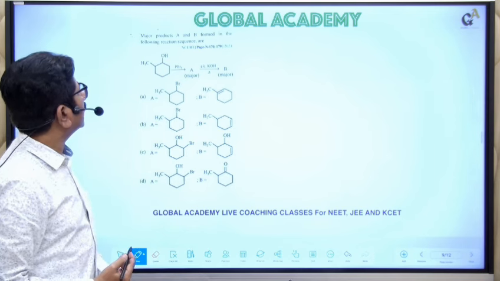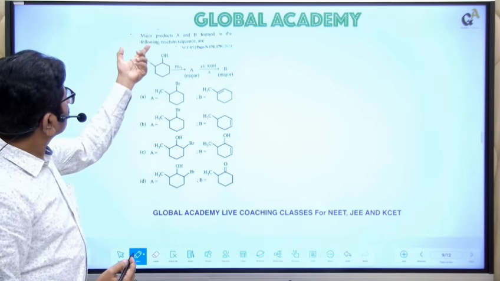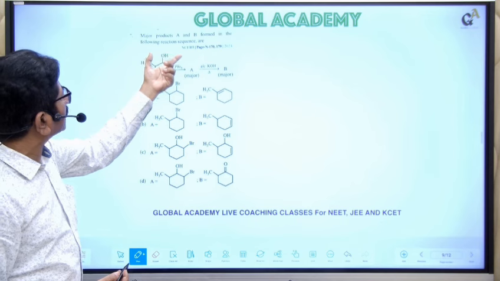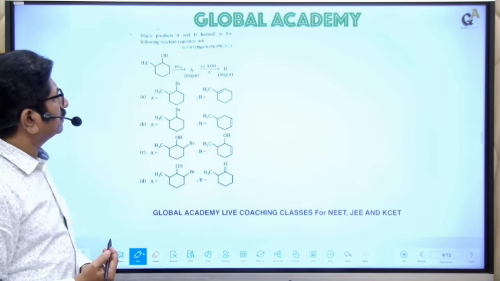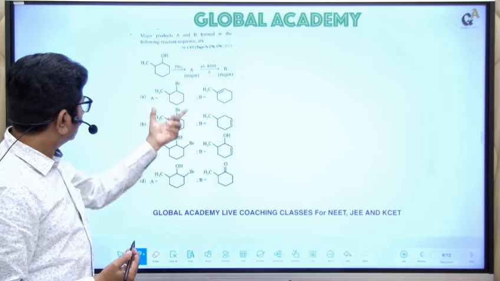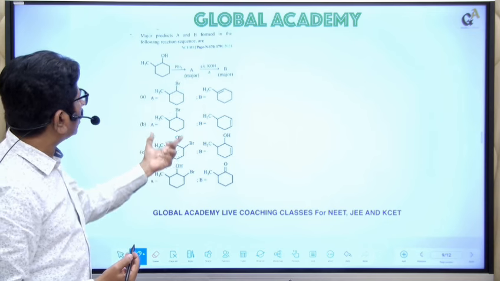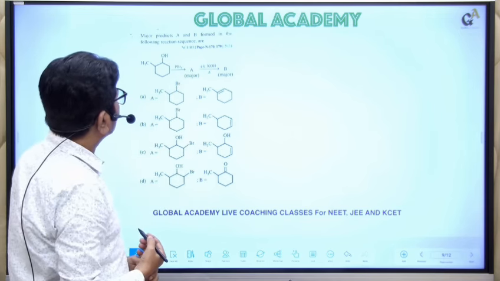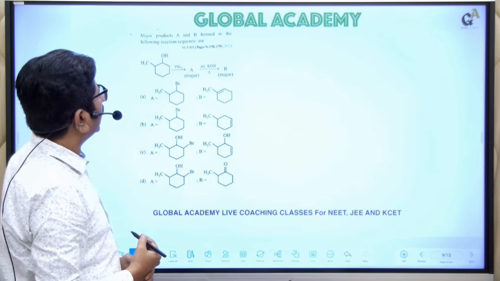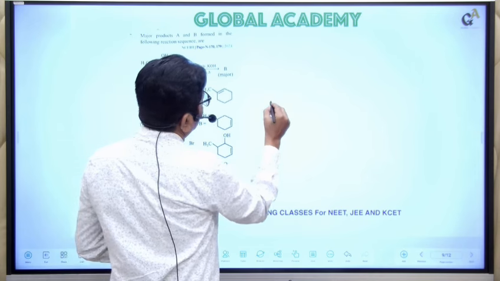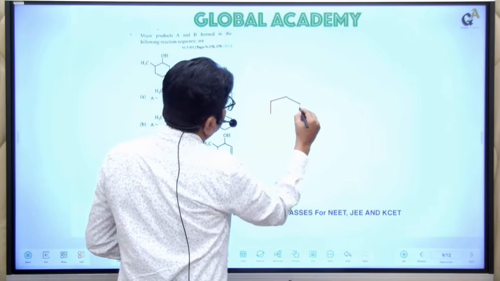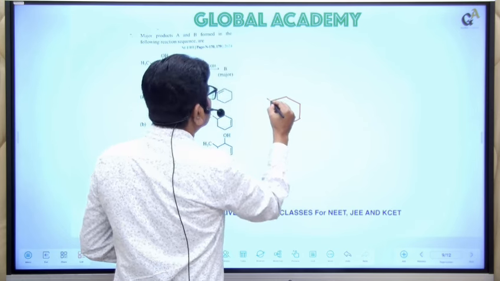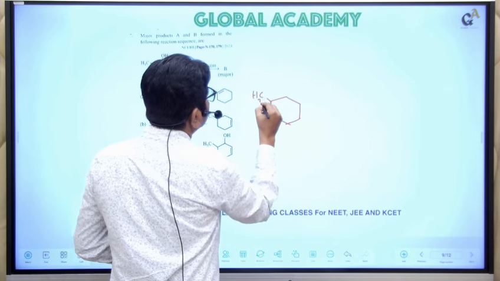Next is the question: the major products A and B formed in the following reaction sequence are. These are the options given, and this is the reaction, and in this reaction, which are the major products A and B being formed? So I'm just writing here, this is CH3OH.